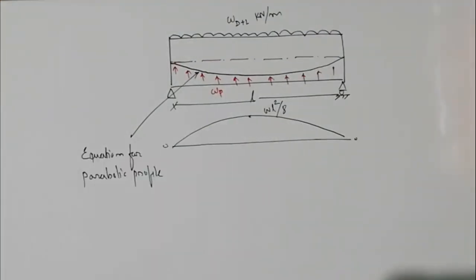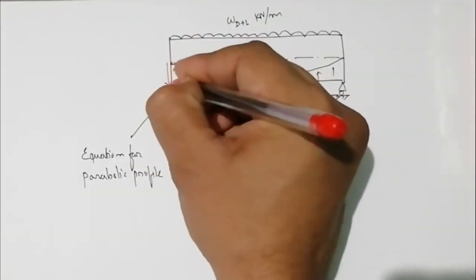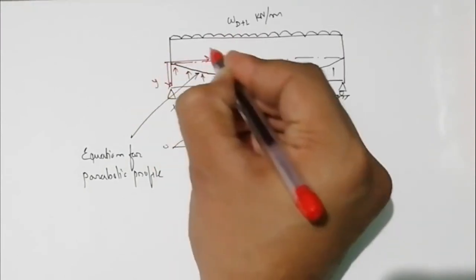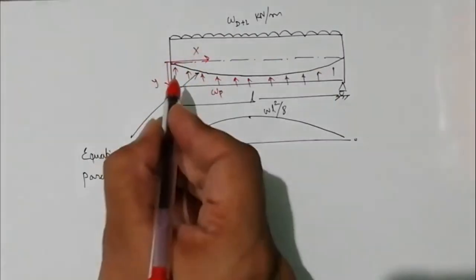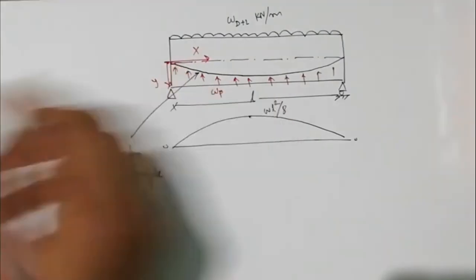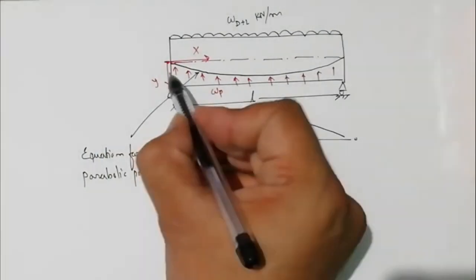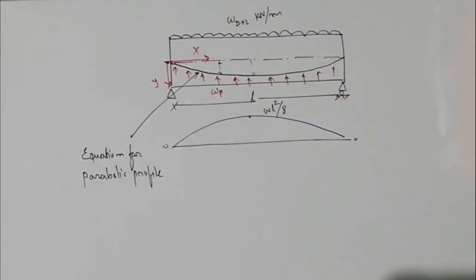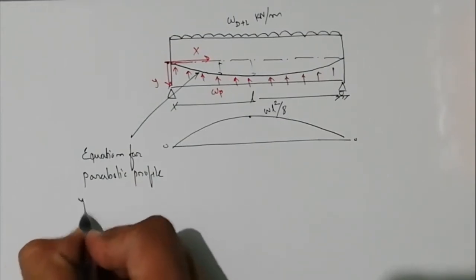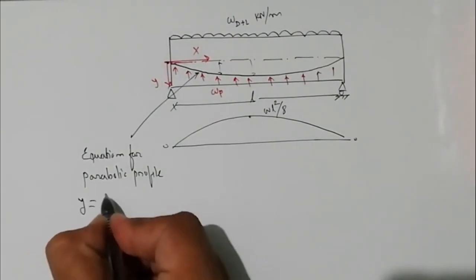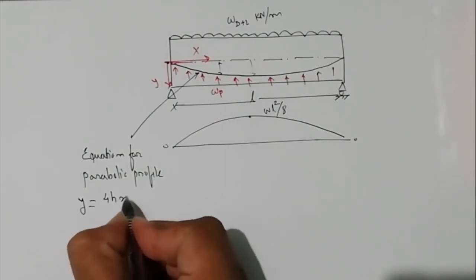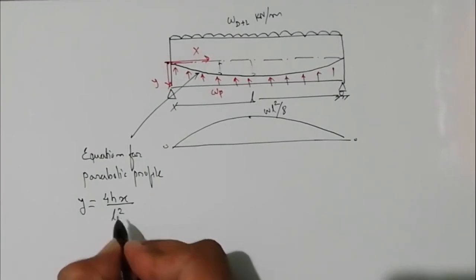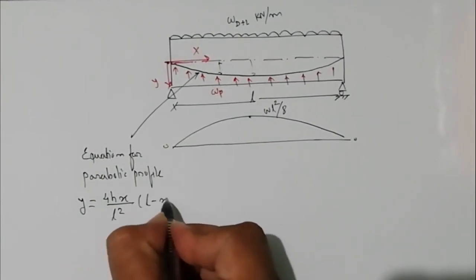So consider the y-axis downward and the x-axis like this, and the origin at the leftmost end of the tendon. So y is a function of x. Here y will be different, here y will be different. So the equation of this parabolic profile is given as y equals 4h into x upon L square into (L minus x).